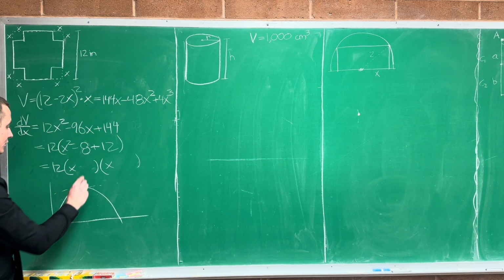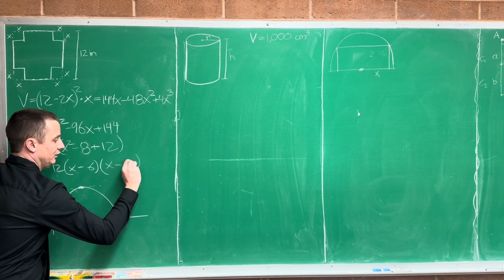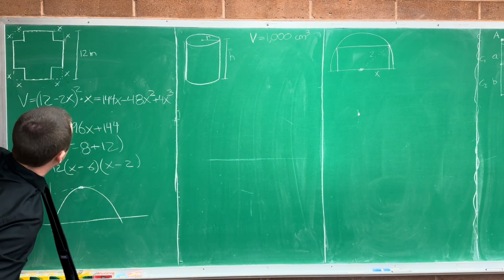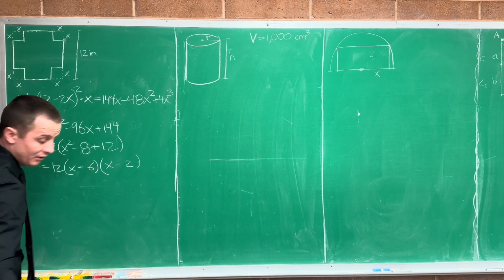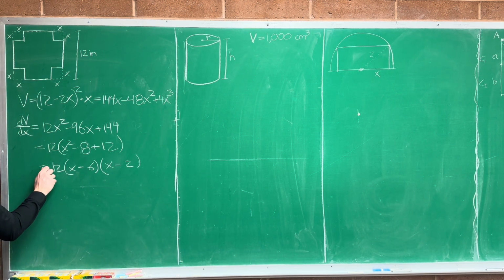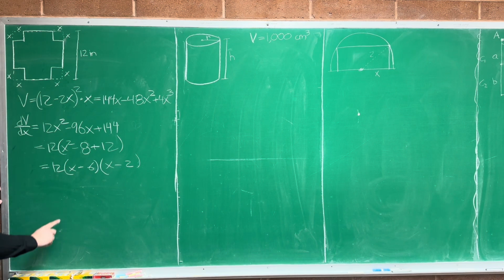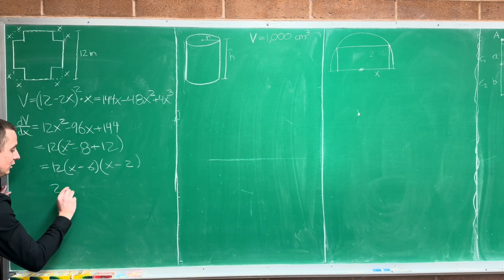6 and 2. Negative 6 and negative 2, but yeah, you have to write it. Okay, and so now, that is our function. We're looking for the local max. So where is our derivative equal to 0? 2 and 6. 2 and 6.